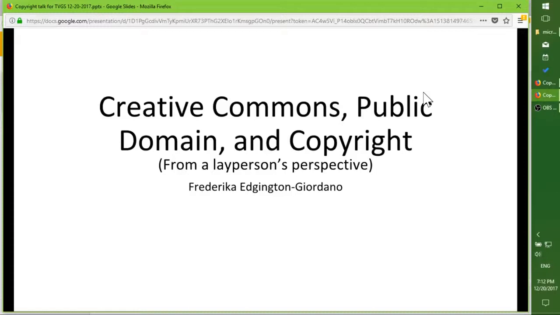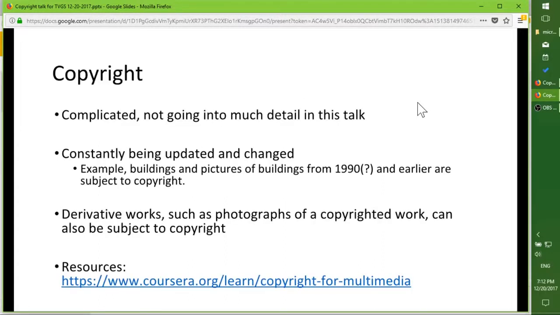For the most part, I generally use Creative Commons. Creative Commons is very useful for this. So I'm going to go here. So copyright. This is to explain why I'm not going to go too much into detail. It is very complicated. It continually is evolving.